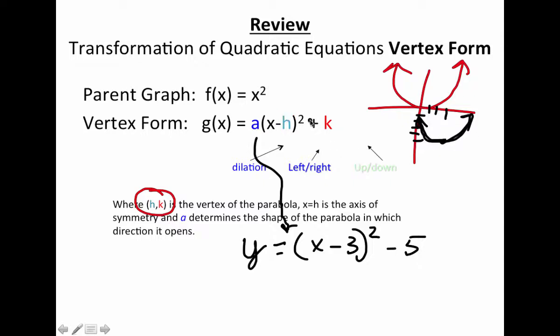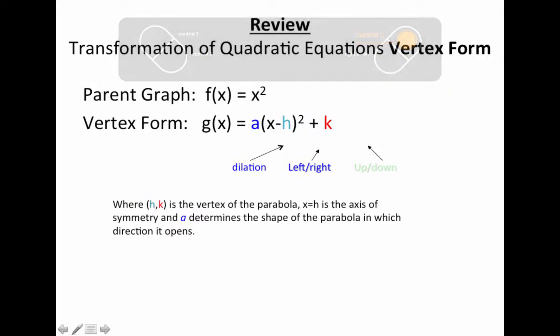So the h and the k moved it, the a flipped it, and that all goes back to transformations. H is left to right. Remember, it's an opposite idea. This negative is something that you need to remember. So this left and right should be here, this up and down should be here.